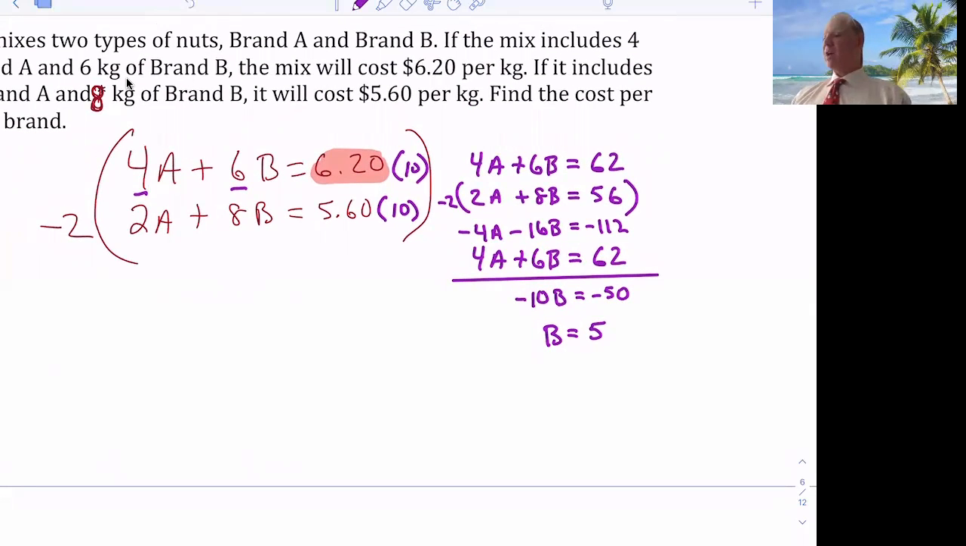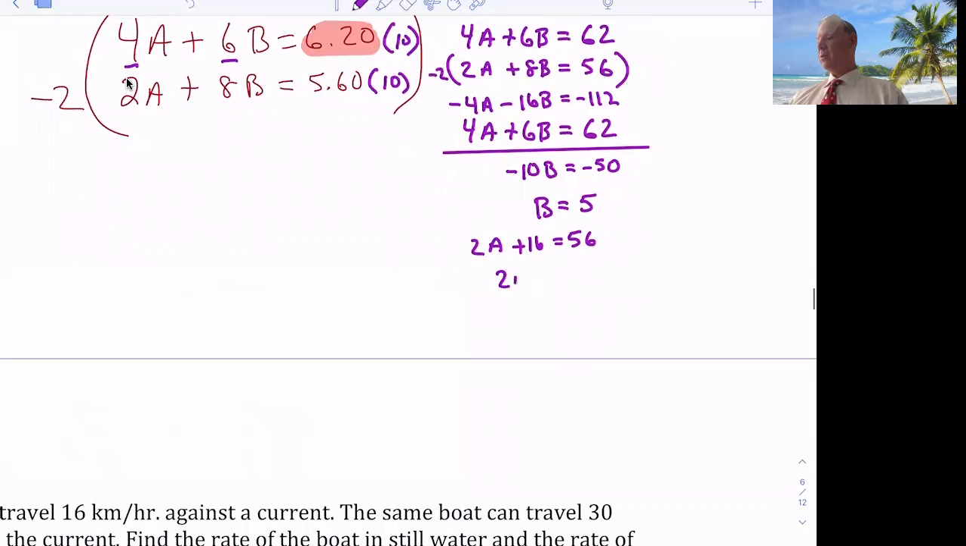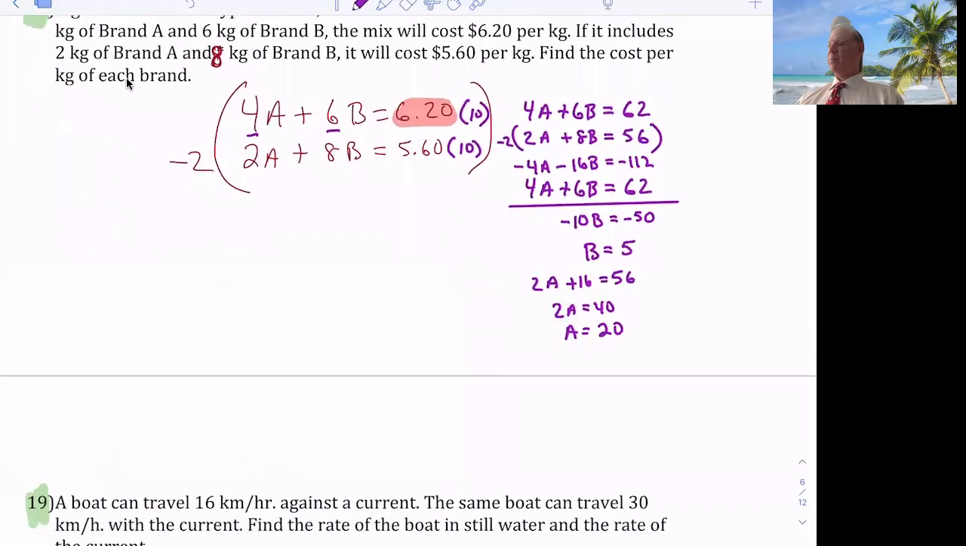And if b was 5, now we got to figure out what a is. So 2a plus 16 equals 56. So 2a is equal to 40. So a is equal to what? 20. Wow, that's a big difference. All right. So b is equal to $5 per kilogram. And a was what? $20 per kilogram. How do you get the plus 15? Did I get the plus?